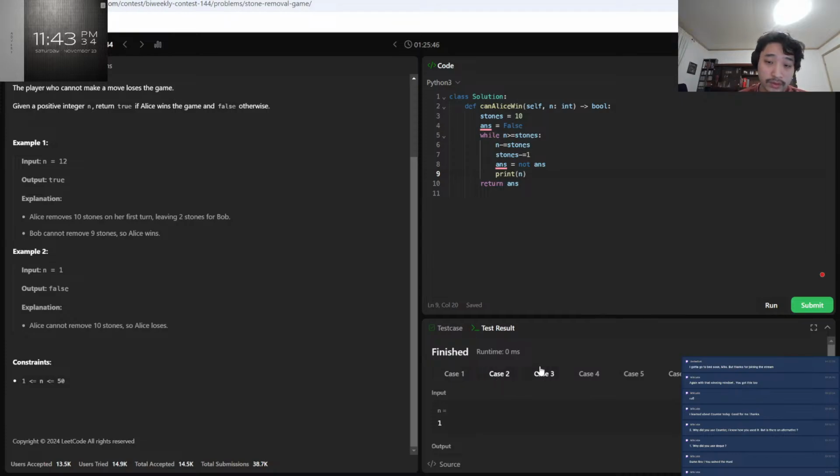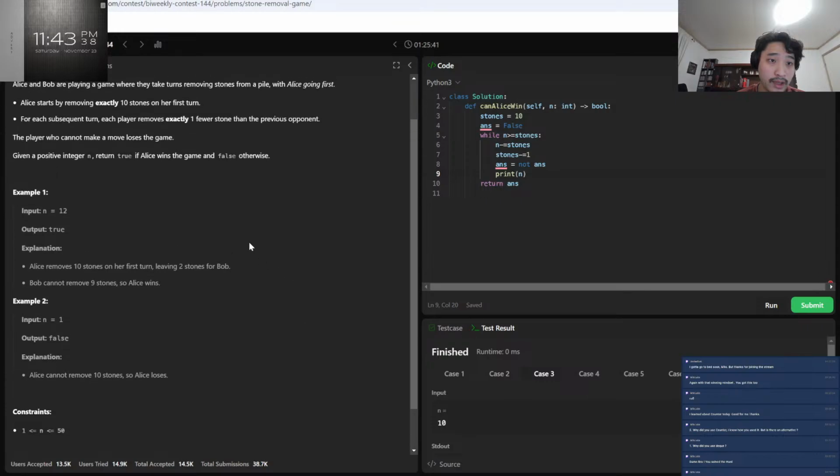So this is true, this is false, this is correct. This should be true, that Alice wins, which it does. This should be false, which it does. 27, it should be true. Yeah. 50, it should be false. Yeah. So first Alice is 10.